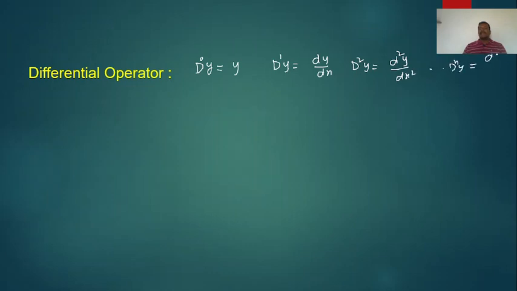Differential operator. The differential operator D can be defined as D^0 y = y, D^1 y = dy/dx, D^2 y = d^2y/dx^2, ..., and D^n y can be written as d^n y/dx^n. So here D is called the differential operator.